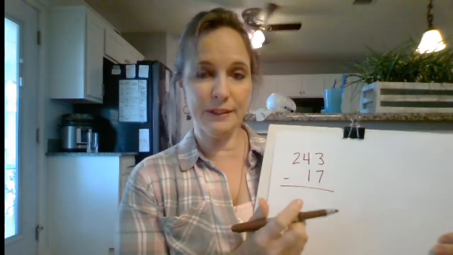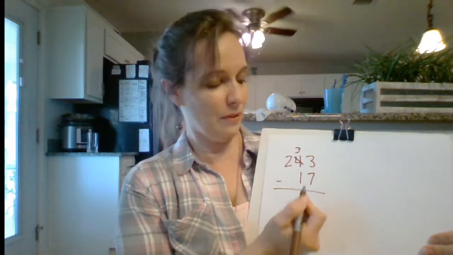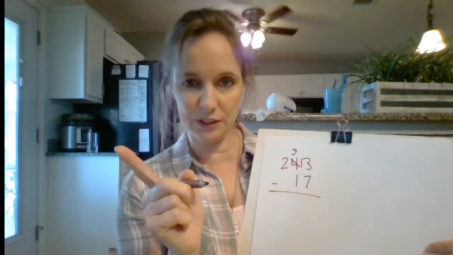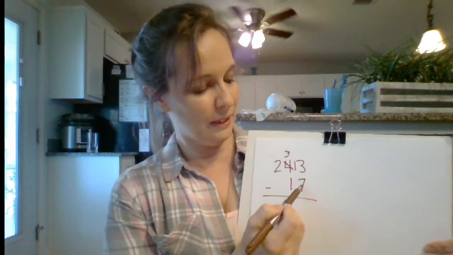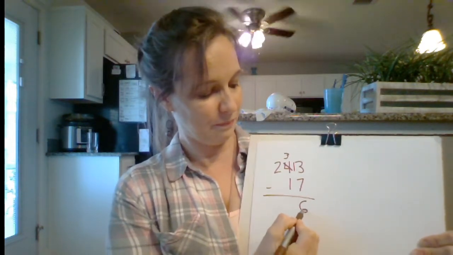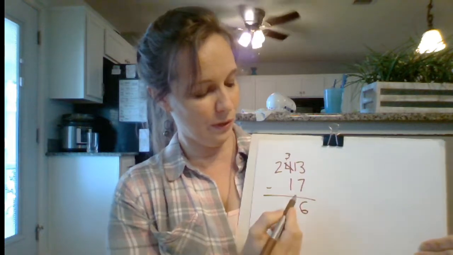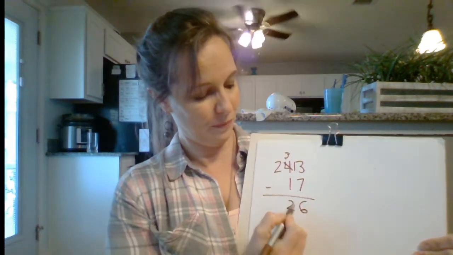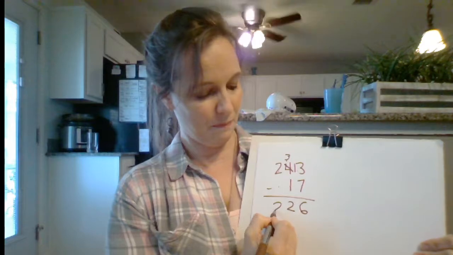So what we can do is what? We can take one of these groups of 10. So now we only have 3 here, and we can put it over here just for temporary. 13 minus 7 is 6. 3 minus 1 is 2, minus nothing is 2.